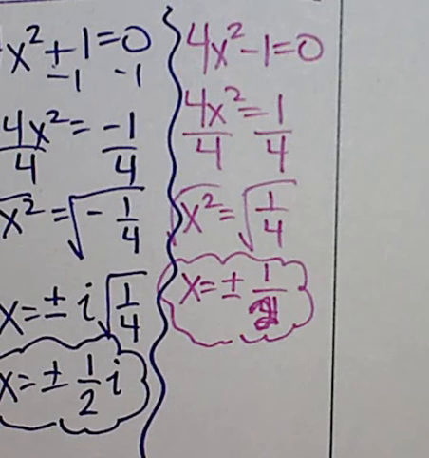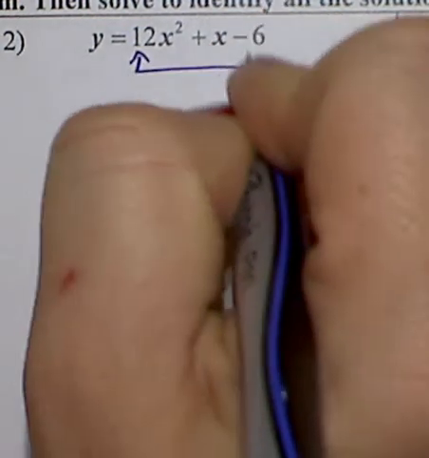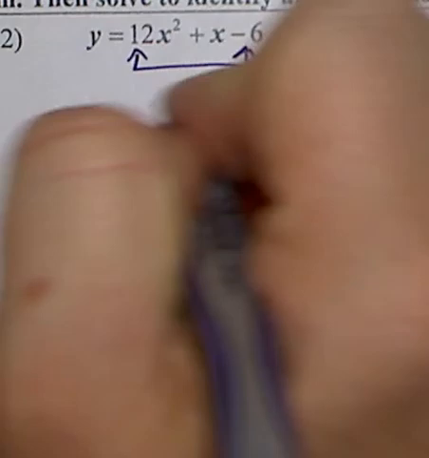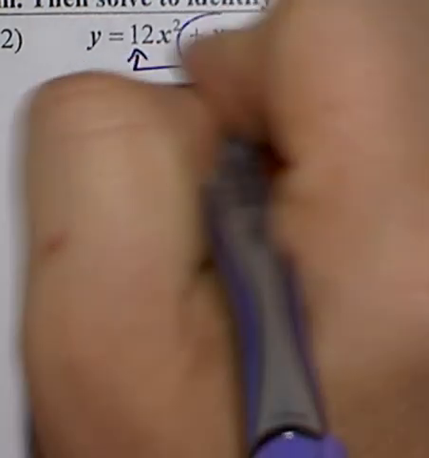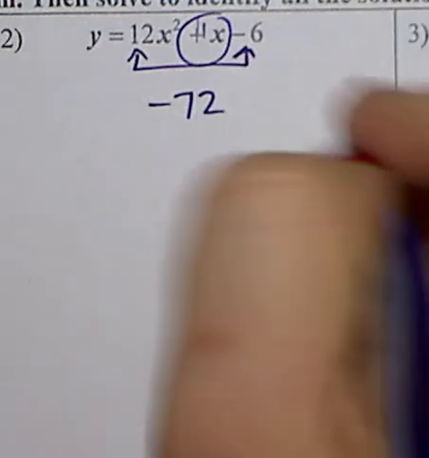Okay, let's go on to number 2. So first they want us to write it in factored form. In factored form is our first goal. So we have 12 times negative 6. What is 12 times negative 6? I believe it's negative 72. So we write down negative 72. I want to come up with 2 numbers that multiply to give you negative 72 and combine to give you a positive 1.